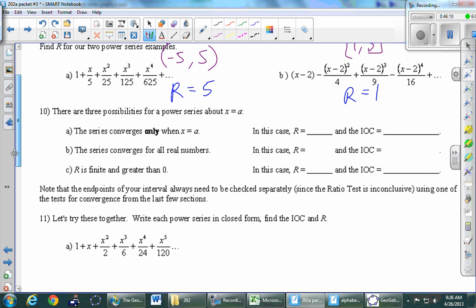Okay, so last part here. There are 3 possibilities for a power series about x equals a. It is possible that a series converges only when x equals a, and not for any other number, so you don't even get an interval. What would you guess is the radius if you only converge at a single point? It's 0. And the interval of convergence is not actually an interval, it's just the single point. So just the number a. If you want to be fancy, use the curly braces.